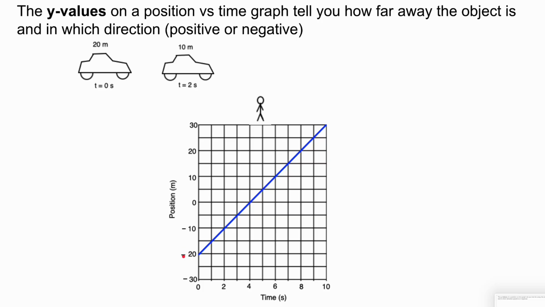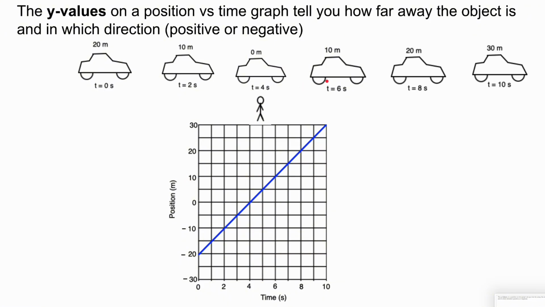At t equals 2 seconds, the value I get for the position is negative 10, and that means it's located 10 meters to the left, the negative direction, of the observer. Then at t equals 4, I see it's 0 meters away. Maybe it ran him over, or maybe it's right in front of him. We'll assume the best for this poor person. Then at t equals 6 seconds, I see it is now positive 10. That means it's 10 meters away from him in the positive direction, and then 20, and then 30.